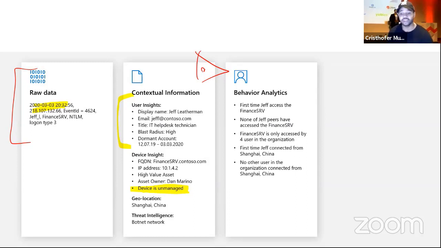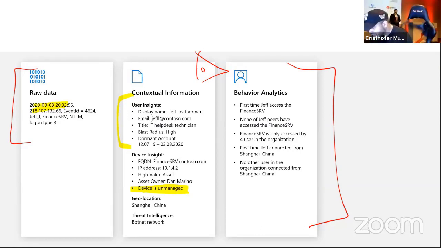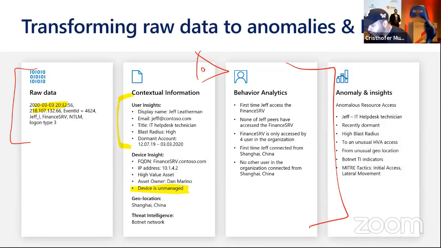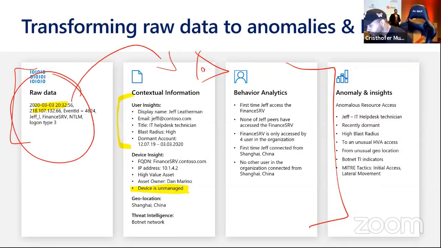We also understand that it is the first time that Jeff connected from China and that no other user within the organization has ever connected from China, right? So that is the icing on the cake here, and that is the behavior analytics, and that's how we are able to help the SecOps analysts get better by understanding what is really happening. Now, as you can see, we've deciphered this simple raw data, and we are making it more meaningful by having the Azure Sentinel EUBA turned on.